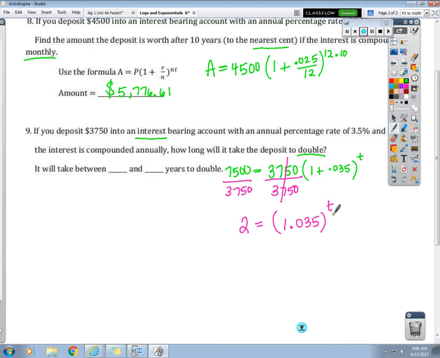If you don't know how to do that, you can sit here and type in numbers for t until you get numbers that make 2. But it could take you a long time because there's no choices. So we need to rewrite it in a log form. What will that look like? Right, log base 1.035 of 2 equals t for time. And now type that in and see what you get.